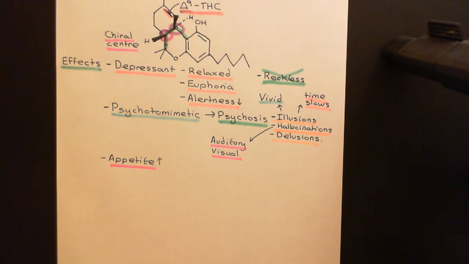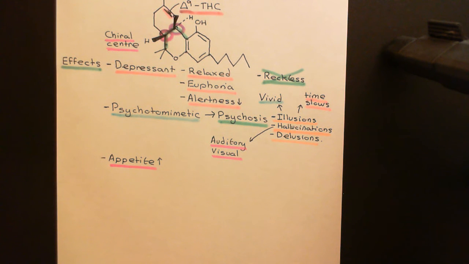Welcome back to this next video in which we are discussing cannabis. Okay, so we've now discussed the cannabis high. We've discussed the effects that delta-9 tetrahydrocannabinol, the active ingredient of cannabis, has on the brain.